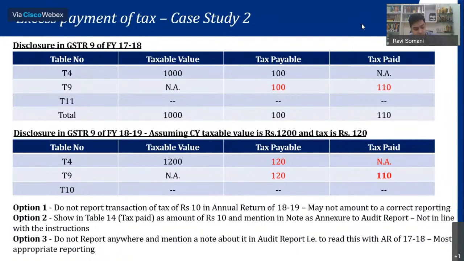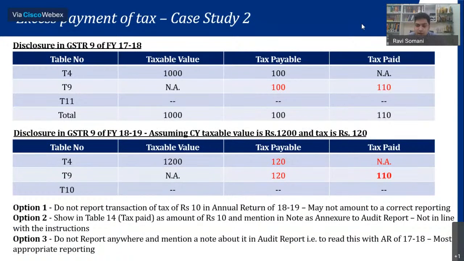This is a transaction of 17-18 which was paid in 18-19. There is no excess payment. Similarly, in case of excess payment of tax also, you just need to leave it open as it is. Just keep it open. The table is quite self-explanatory. I'm not going into explaining the same in detail.